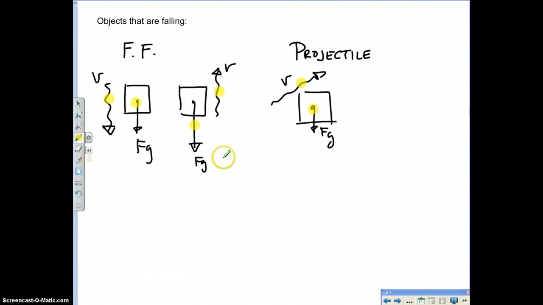If I was going to draw an object that was falling but was experiencing air resistance, it might look something like this. I've got an object, and there's its center of gravity, and it's experiencing the force of gravity acting on it. And then if it was experiencing some air resistance, and I knew that it was moving downward, I might put air resistance acting up. And air resistance is a type of friction. So that's how you might draw a free body diagram for something that is experiencing air resistance, and this would not be in free fall.